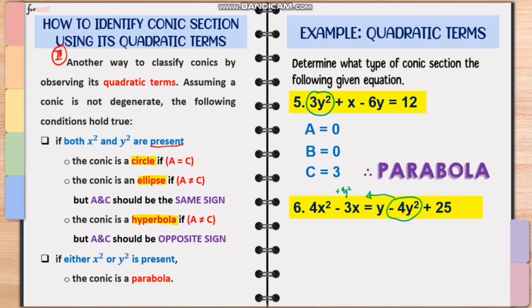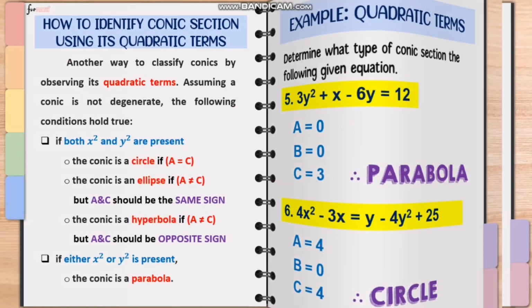Okay, so since both quadratic term are present, so may tatlo tayong option. Pwede siyang maging ellipse, circle, and hyper. So, identify muna natin yung A and C niya. So, ang A po natin dito ay 4. Ito po yun, numerical coefficient for the x squared. B is 0. And then C is positive 4. Positive 4 na po siya kasi inilipat po natin siya sa kaliwa. Okay? Since A and C are both equal, so based on our condition, yan ay circle. Okay?